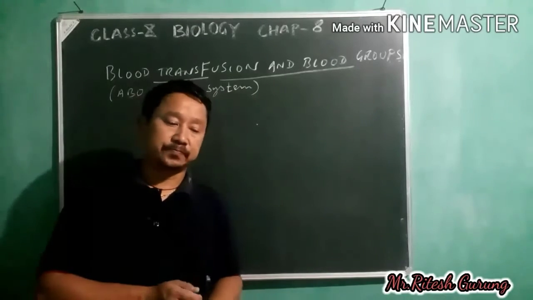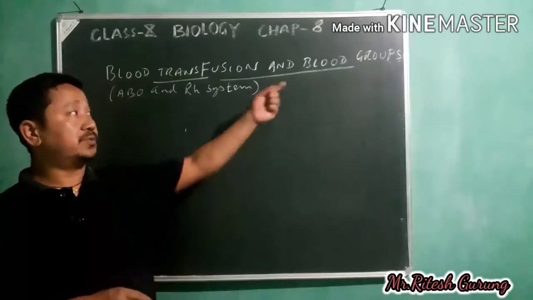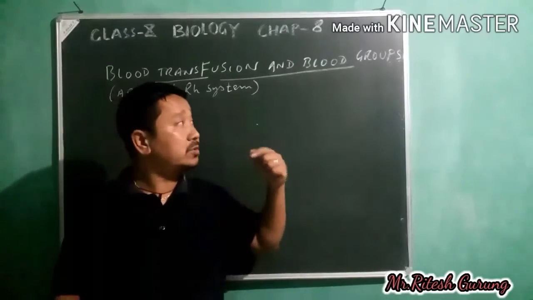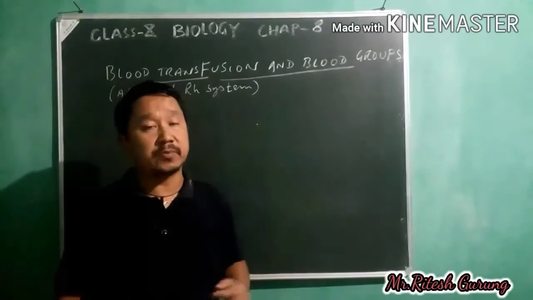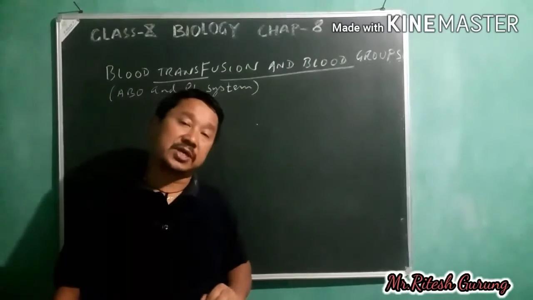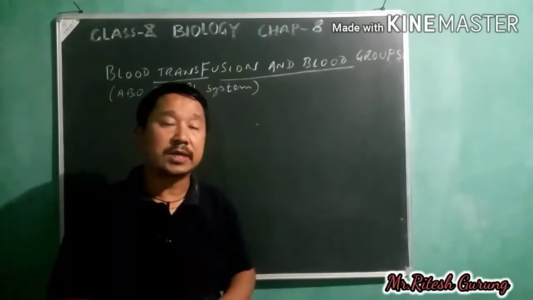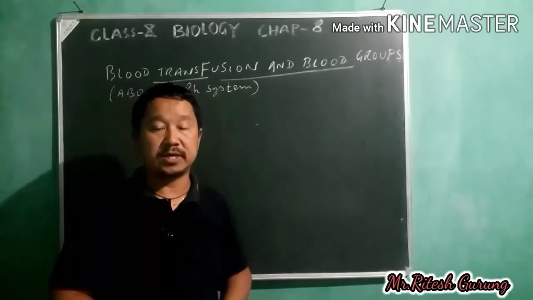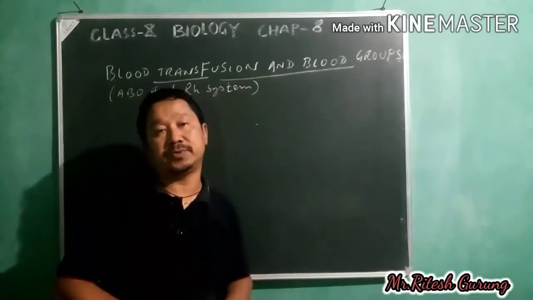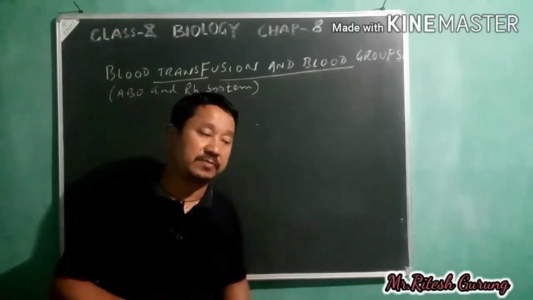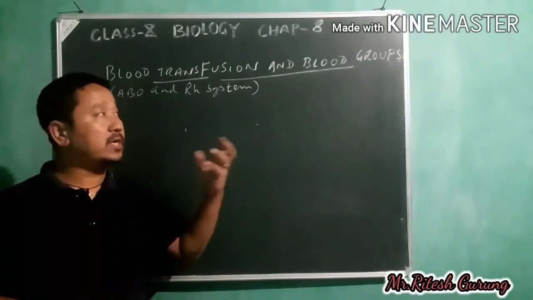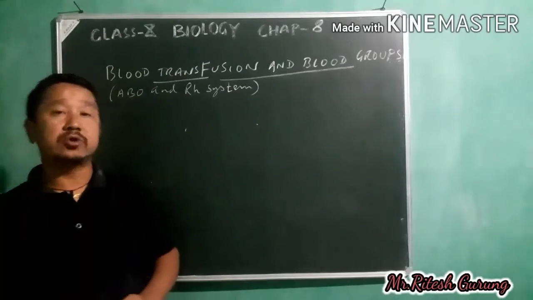Okay, so now blood groups, that means grouping of the blood. Following the blood transfusion, what is needed? It is very important that we know the blood groups. If the blood groups are matched, then only it is possible. So what is blood grouping then? How can we do the blood grouping?